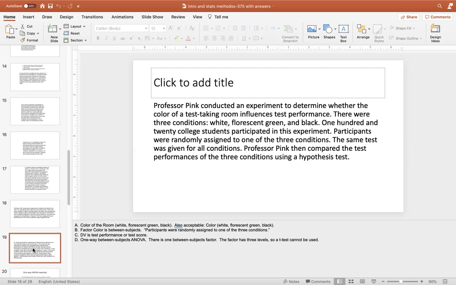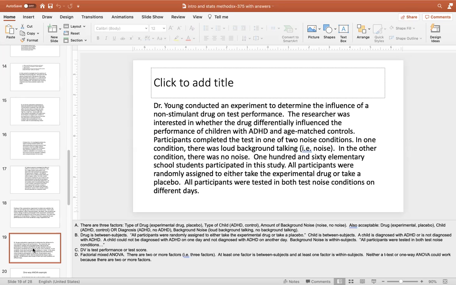And finally, here's scenario problem number 6, and this one's kind of the hardest one because there are 3 factors here. So let's go through the 3 factors. First one I would call type of drug, experimental drug, or placebo. You could also just call it like drug, but the levels are experimental drug and placebo.